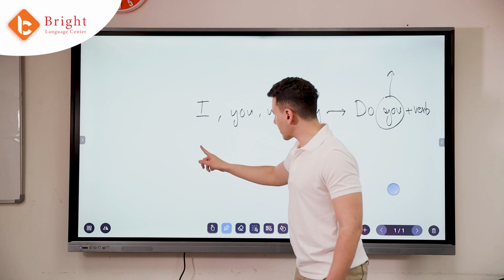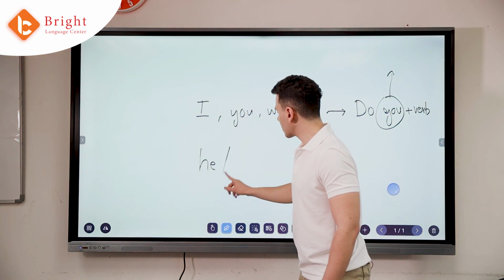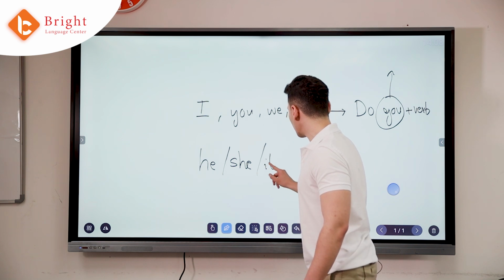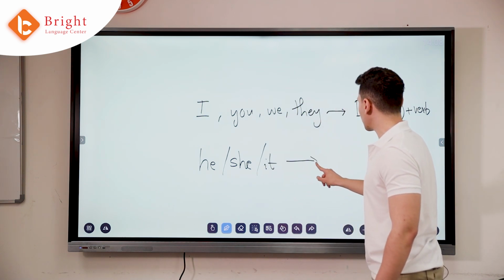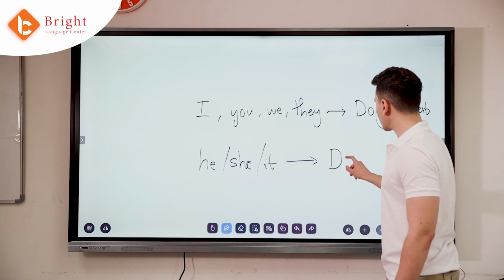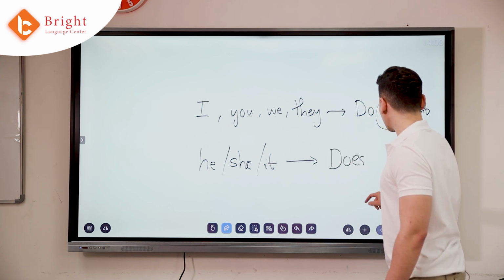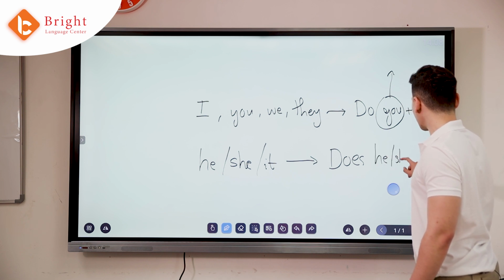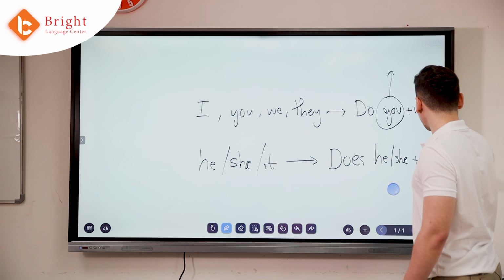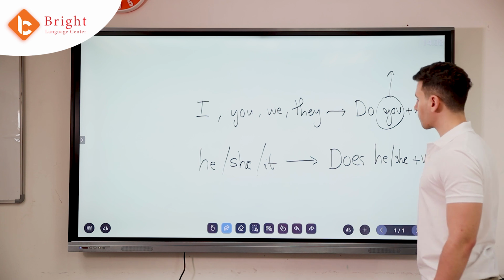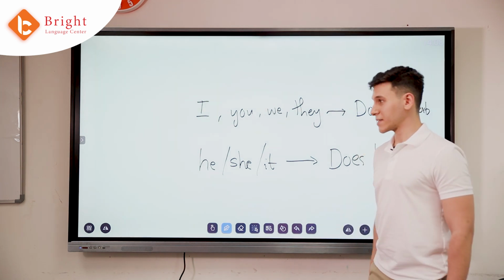Then again, the special case being he, she, and it. We must switch the location of the verb and the do or does. We start with does this time, not the pronoun. Does he or she plus the verb. All of these must be in the infinitive, the root form. Let's take a look at an example now.